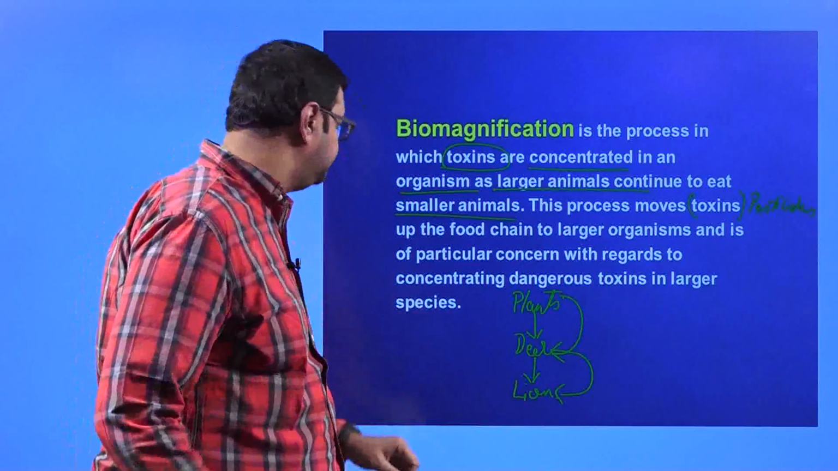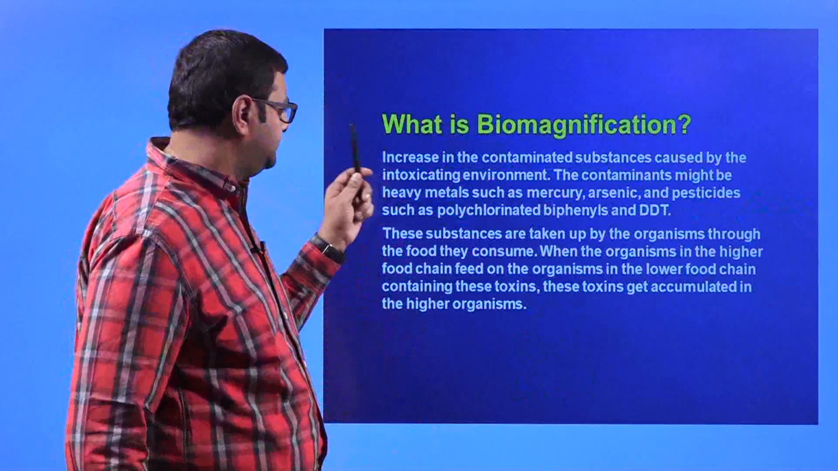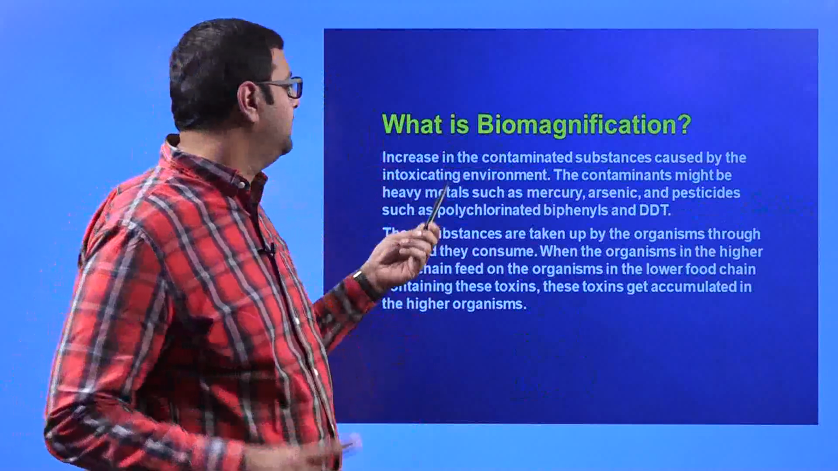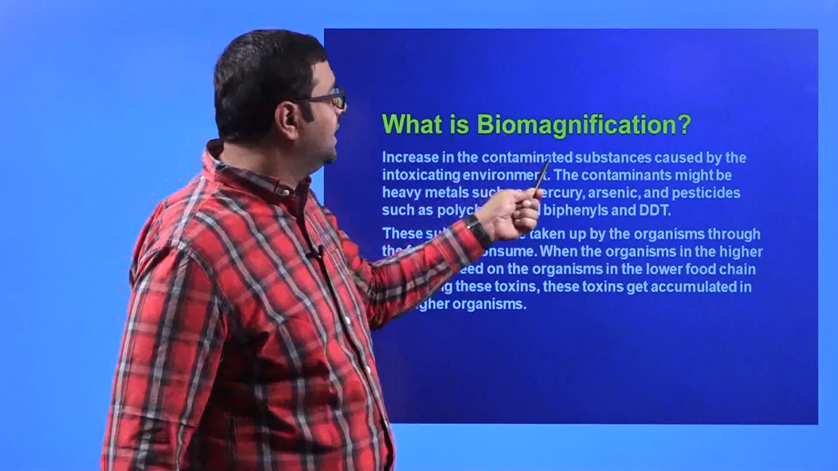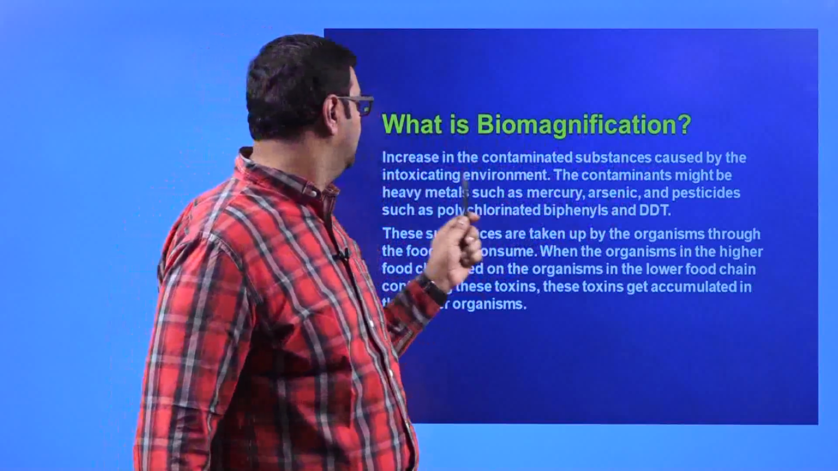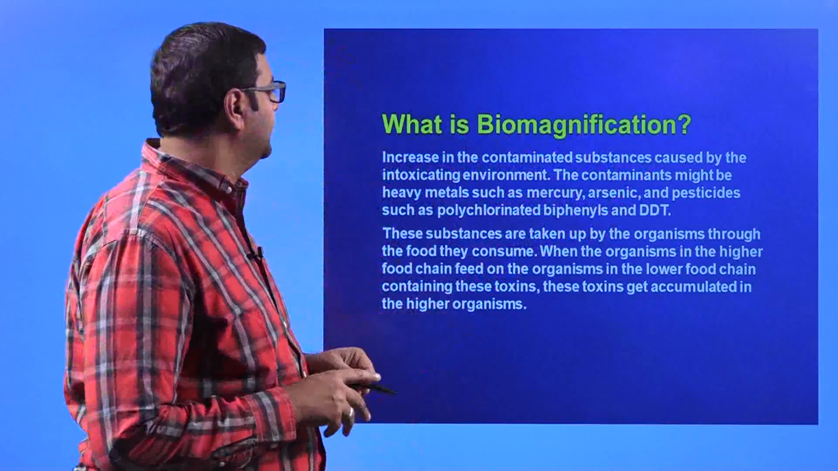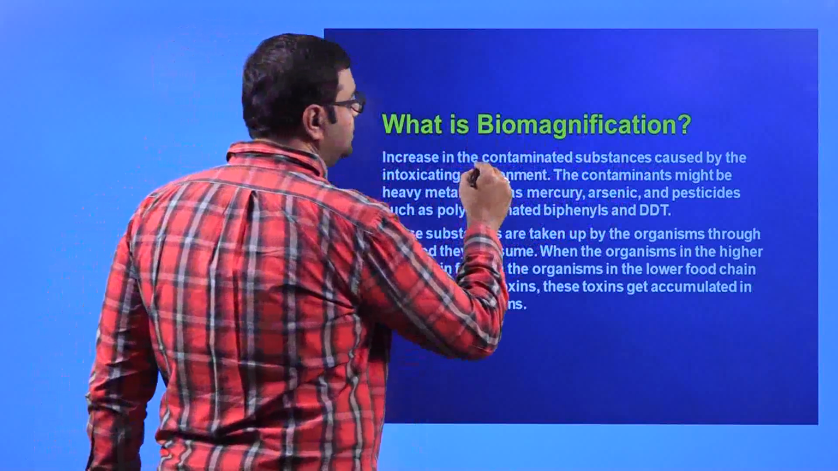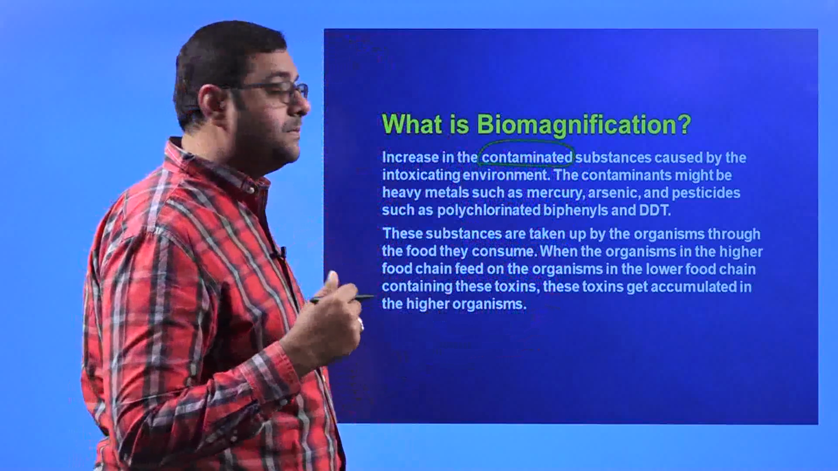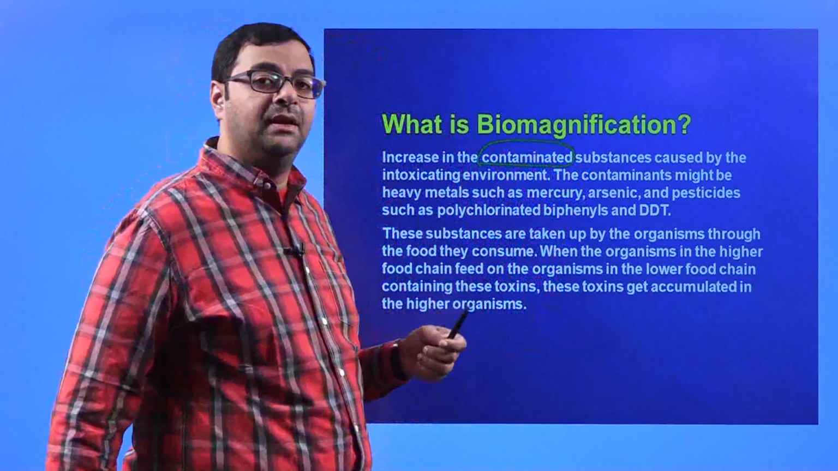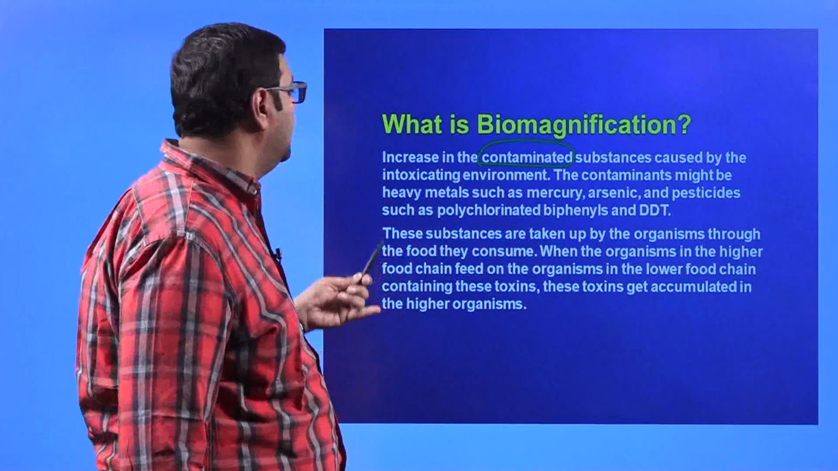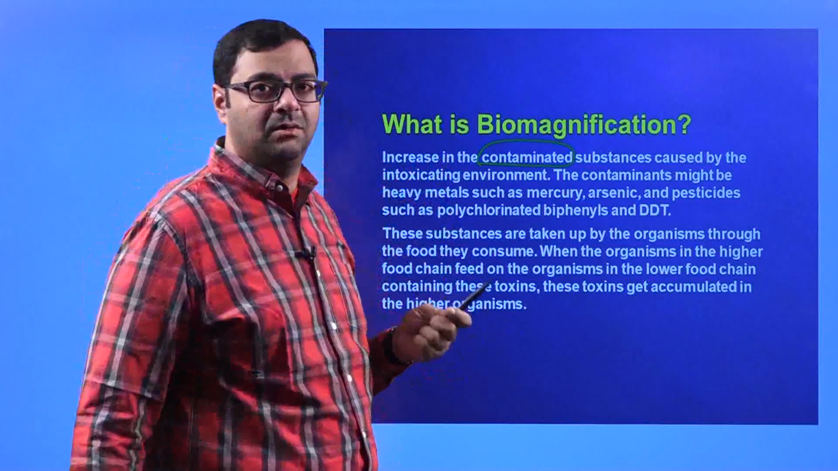Now moving on, we will see biomagnification in detail. So what is biomagnification? Increase in the contaminated substances caused by intoxicating the environment. So what is happening here? These are the contaminants. Say for example, I gave an example of pesticides here. Now these contaminated substances are intoxicating the environment, right?